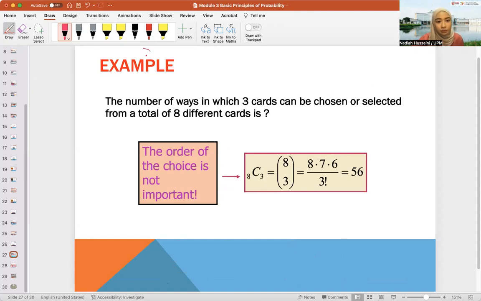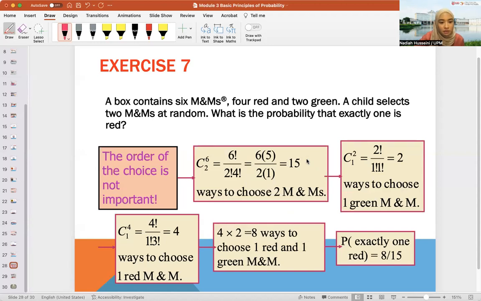Okay, next example: the number of ways in which 3 cards can be chosen or selected from a total of 8 different cards. Here we're not assigning anything to the cards, so the order of choice is not important. Sometimes they write permutation or combination like this, 8, 3. But we're going to write it like this, 8 choose 3. Here, they're just expanding it. I don't think we should do it. It's quite redundant.